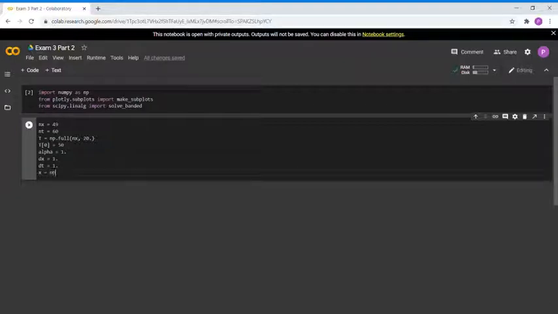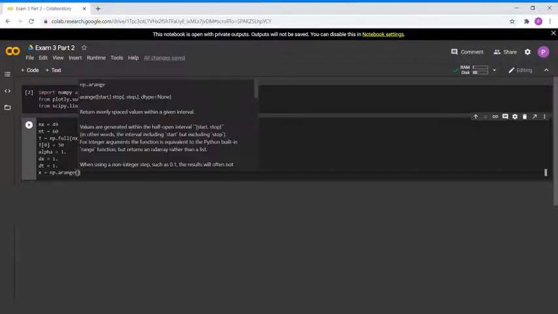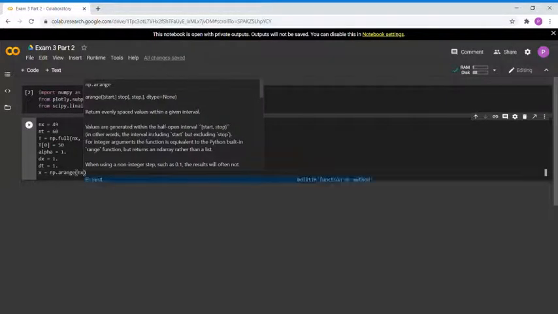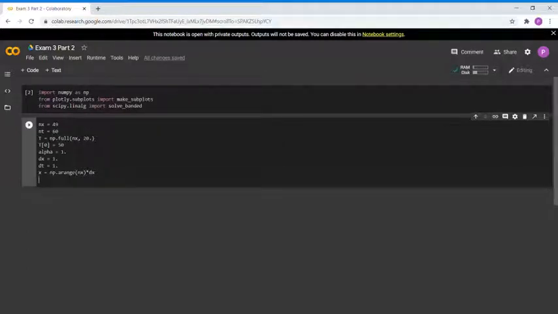X equals np.arange(nx) times dx. Then r equals alpha times dt over 2 times dx squared. This is everything that is given.